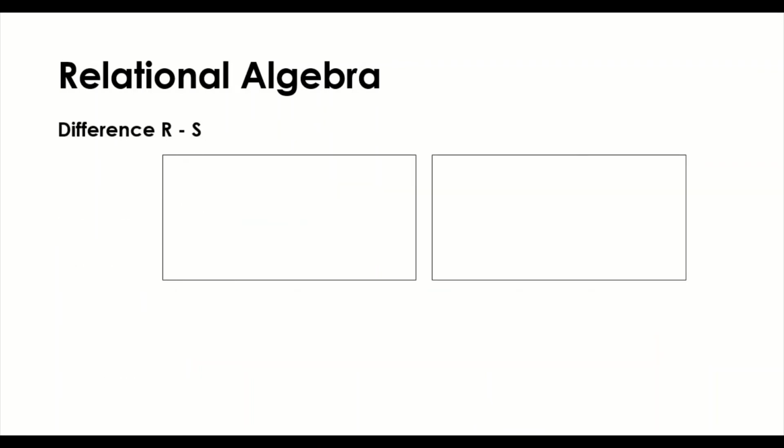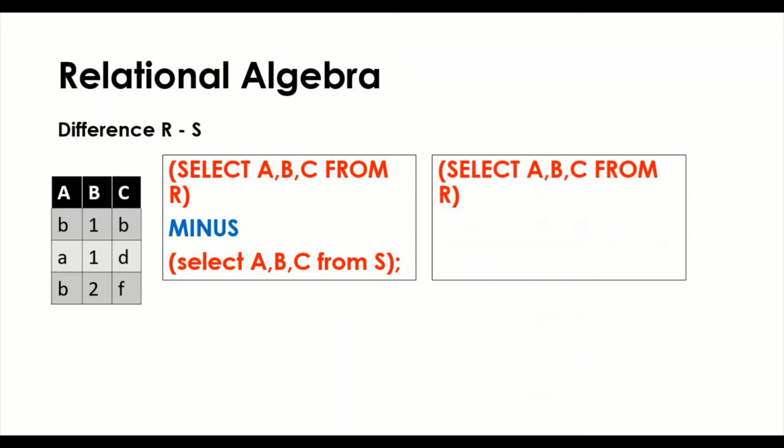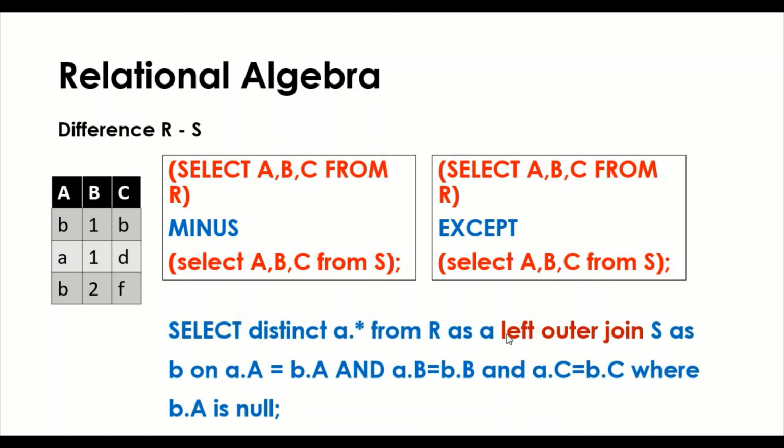The next relational algebra operation is called difference. So with the difference, we use the keyword minus or except. Of course, these 2 keywords are used in other relational database management systems like SQL Server and Oracle. For MySQL, they don't work. We rather use another keyword called left outer join, like this, left outer join.